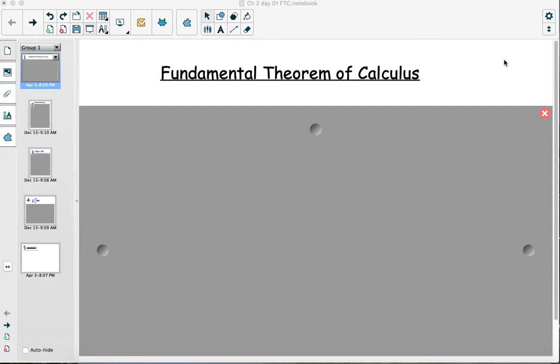Today we're starting Chapter 2 in our option, and we're going to talk briefly about the fundamental theorem of calculus. You've all learned this already, but let's just go through and review it.